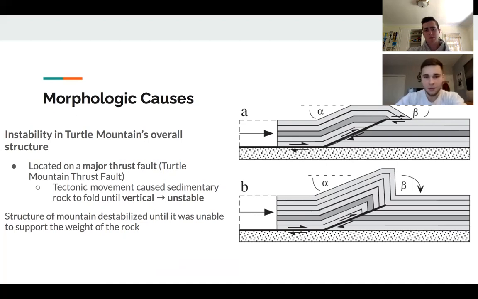The reason that being located on a thrust fault makes it unstable is because as the plates push together, it causes the horizontal layers of rock to compress and become positioned more and more vertically until rock eventually starts toppling over, which is what happens when a rock slide happens.